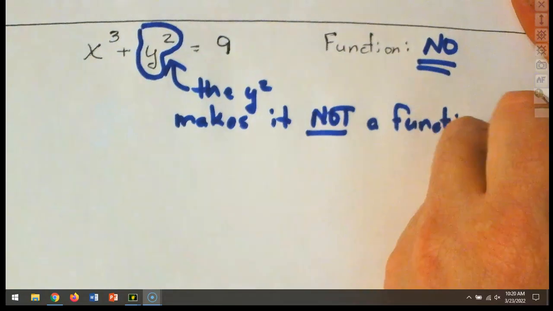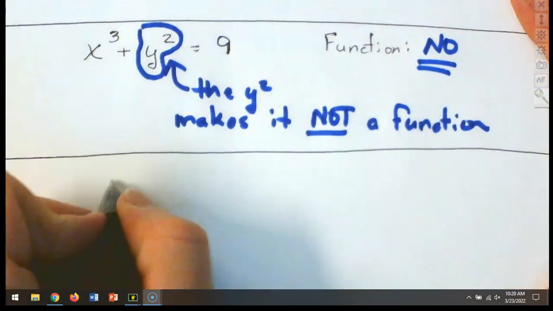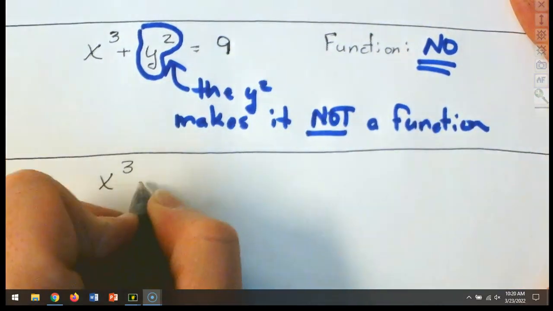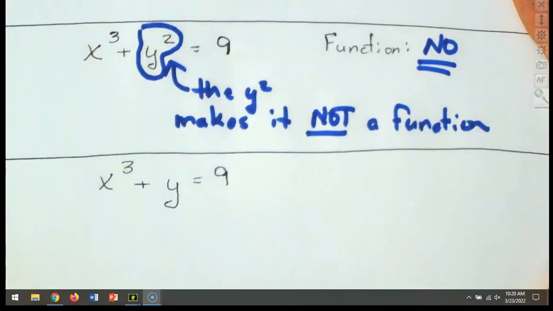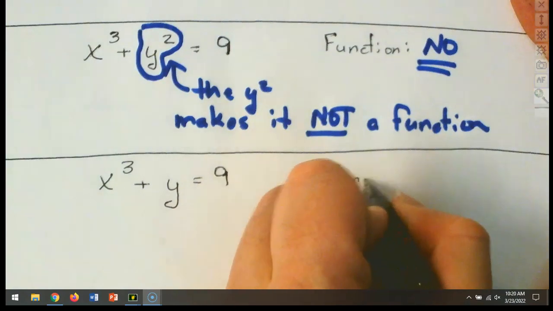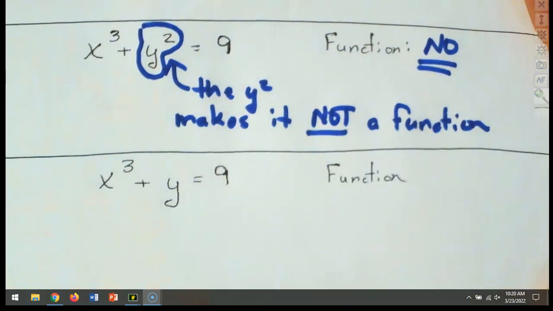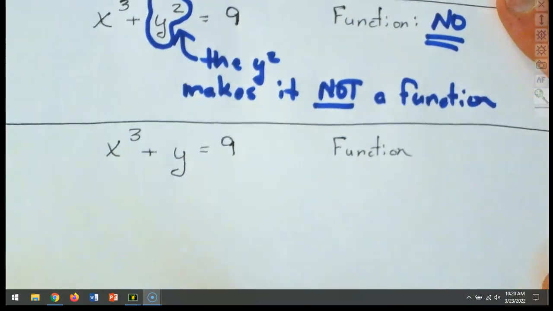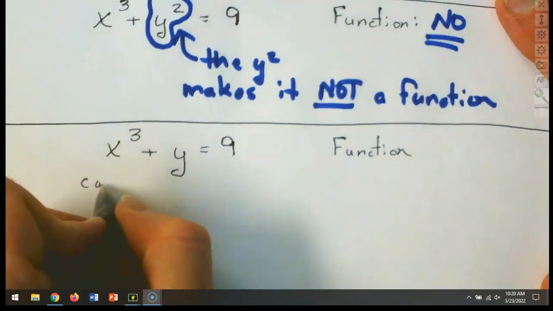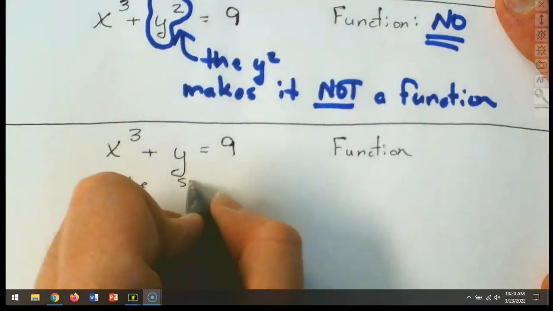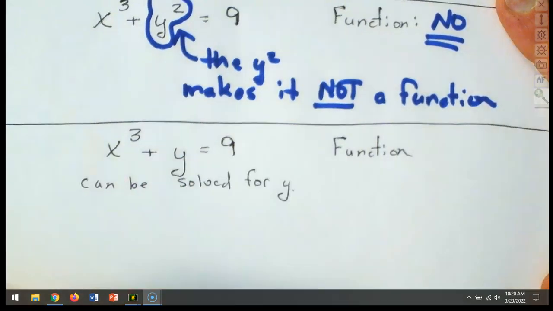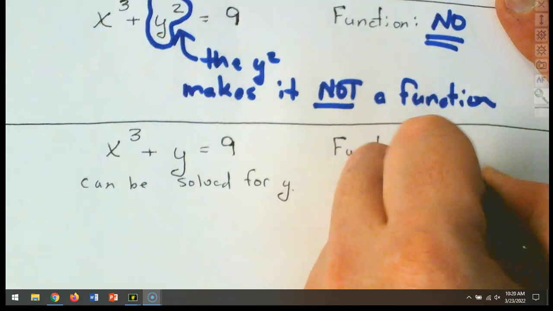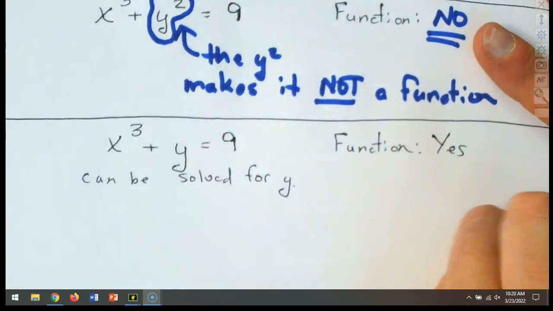However, if I change it slightly, this one would be a function. Why would this one be a function? Because you can solve for y, right? You don't have to, you just have to be able to. So yes, that one's also a function.